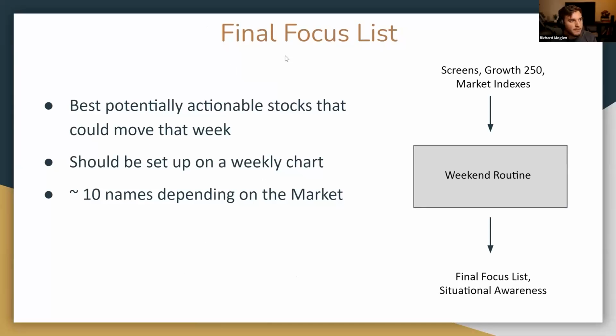So once you've got that final focus list, here's a little bit about what it should include. Basically, you go through the Grow 250, and you're looking for stocks that are potentially actionable and are the best potentially actionable stocks that could basically move that next week. And I think this is really key to remember. It's not all about the daily chart. You also want to make sure that it's set up on a weekly chart.